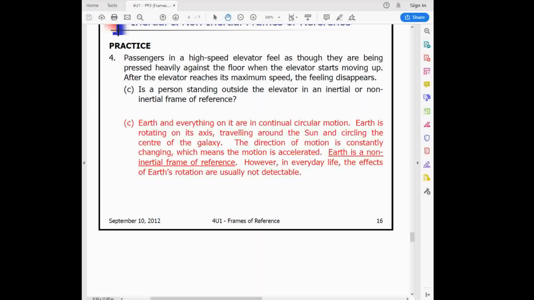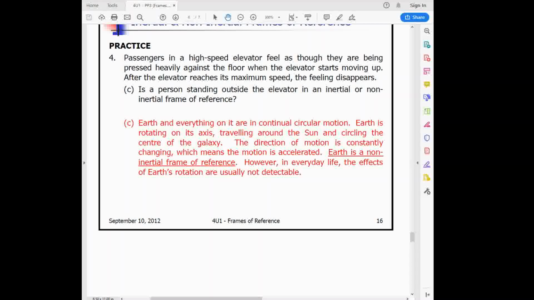So for a person standing outside the elevator, are they in an inertial or a non-inertial frame of reference? The question for this is a bit more complicated. It says here that Earth and everything on it are in a continual circular motion. Earth is rotating on its axis, traveling around the sun, and circling the center of the galaxy. The direction of motion is constantly changing, which means the motion is accelerated. So Earth is a non-inertial frame of reference. However, in everyday life, the effects of Earth's rotation are usually not detectable.